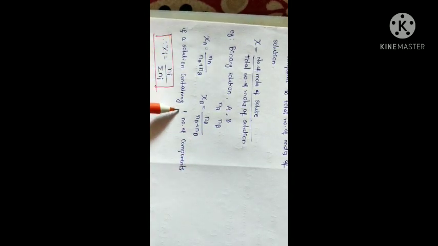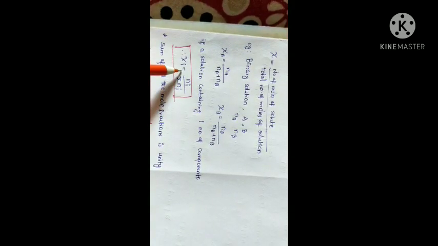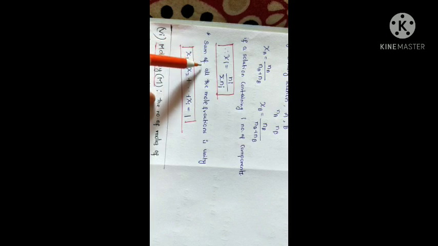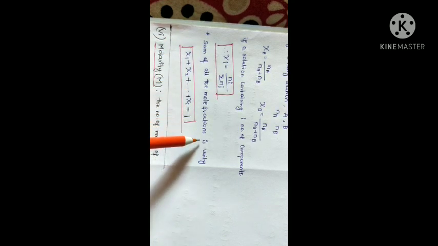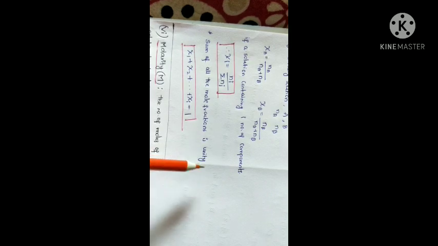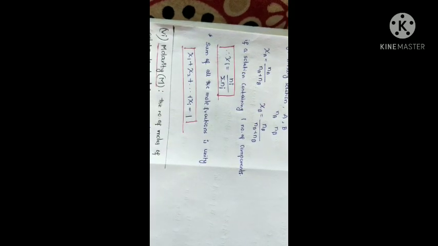If a solution contains i number of components, Xi equals Ni by sigma Ni. This is very important: the sum of all the mole fractions is unity always. That is, x1 plus x2 up to xi equals 1.